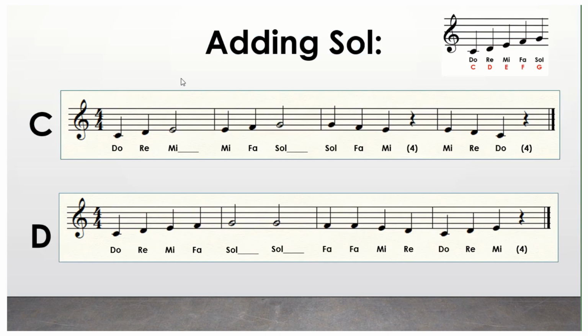Now let's add not just so, but fa and so into the mix. And here we are up in the top right corner, and it shows the 5 notes we'll be using for examples C and D. Let's sing each of those 5 notes going up, starting on low do. Do, re, mi, fa, sol.